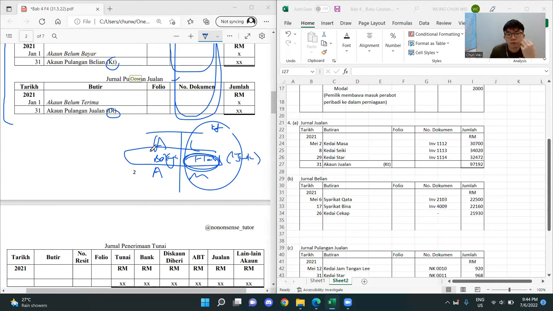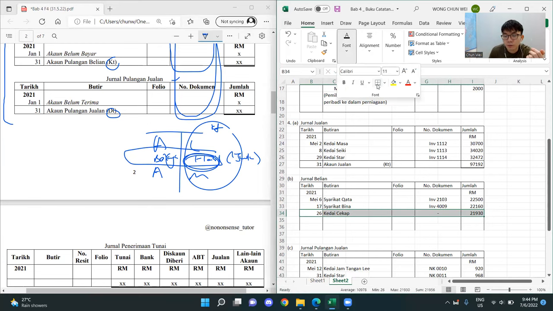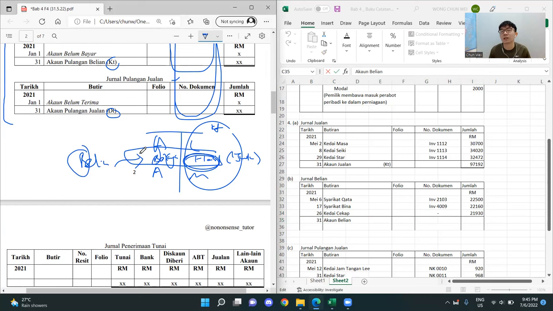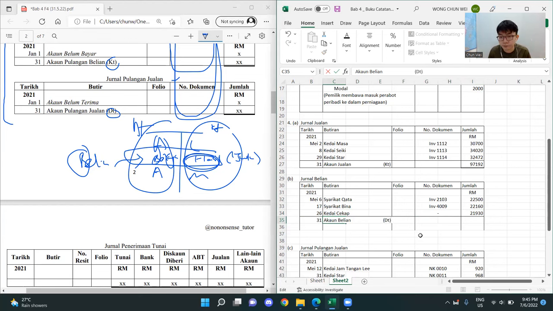Okay, do the same thing for this one. So for the jurnal belian, draw the line. Okay, let's state 31st. So this is jurnal belian. So you make it account. Change the jurnal to account. Account belian. So this one, now belian is under belanja. So whenever you see a B, just remember this is a belanja. All right. So a belanja is located where? In the debit side. Therefore, your account belian here will be debit. So jumlahkan.